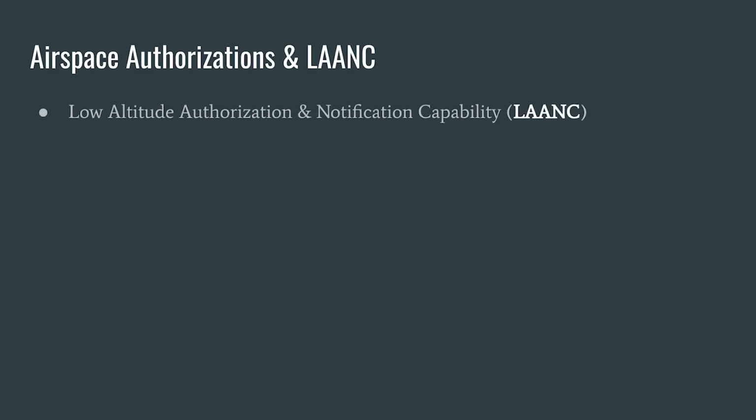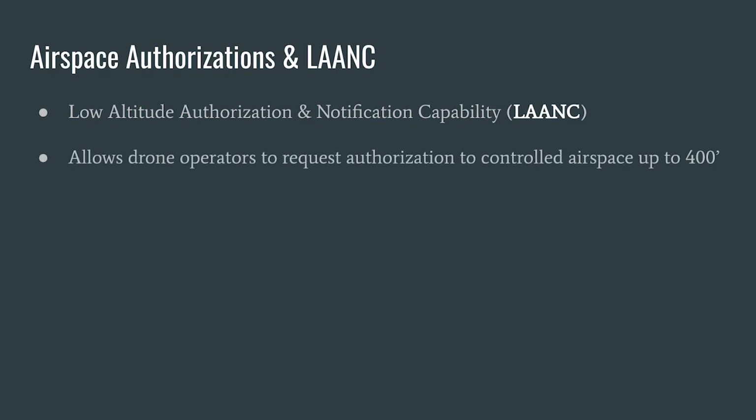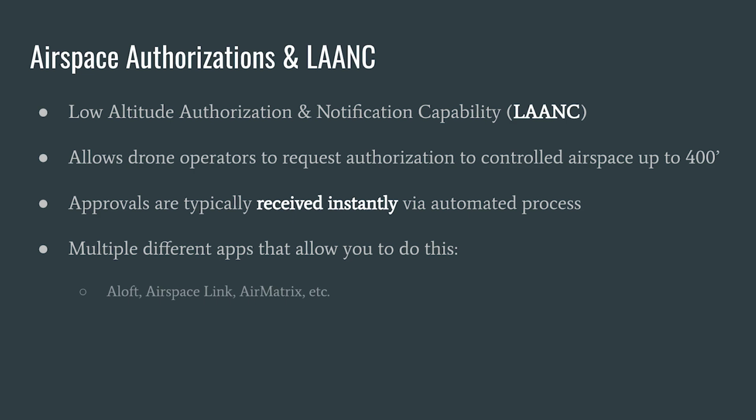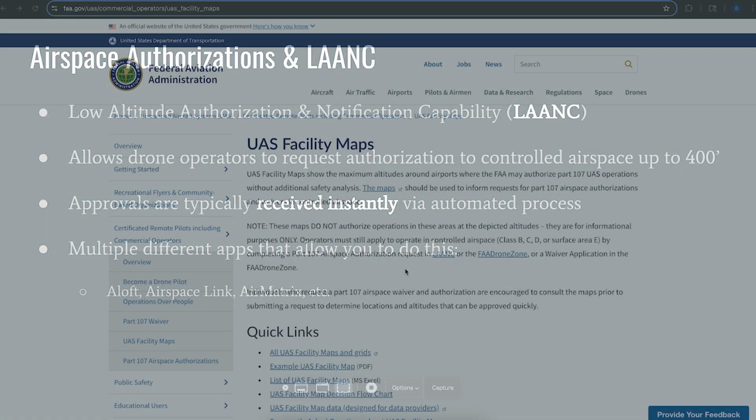LAANC, or Low Altitude Authorization Notification Capability, essentially allows drone operators to request authorizations to operate in controlled airspace up to 400 feet. Approvals are typically received instantly via an automated process, but note that not all airports participate in LAANC. The way we do this, there's a lot of different ways. The most popular way is through a few different popular apps. So I'm going to show you one example of how to do that.